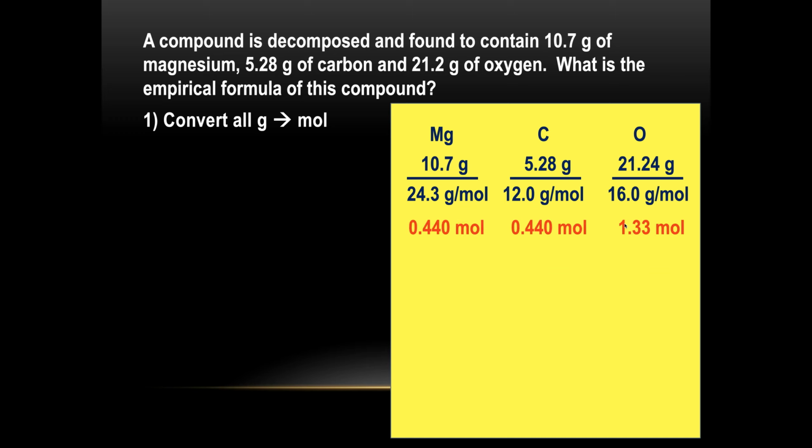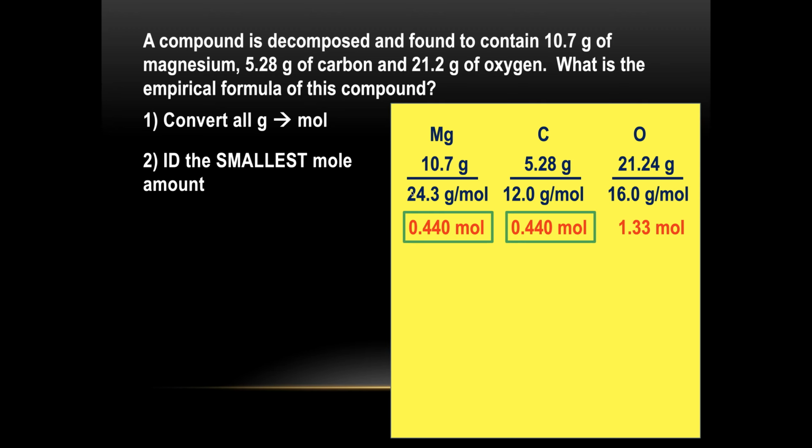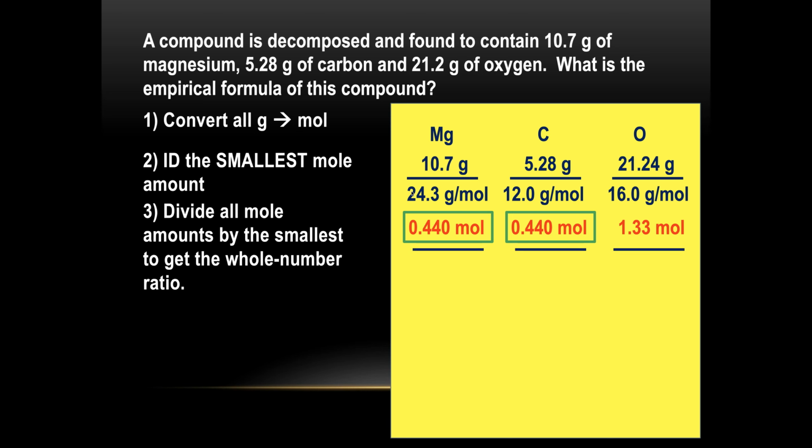This will give us a mole ratio. And remember to round to sig figs. So we have a mole ratio, but it is not a whole number mole ratio. So even though we have convert to moles, next we have to divide by small. So which of these three values is the smallest? Well, that goes to 0.440. So we're going to divide all of these values by 0.440.